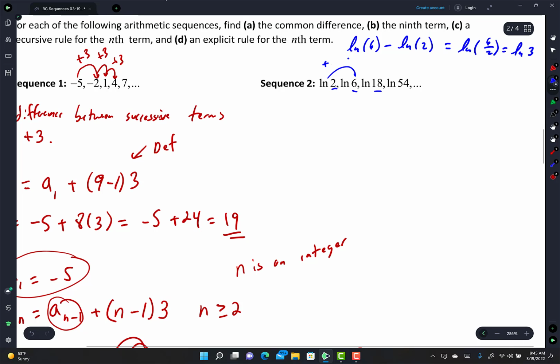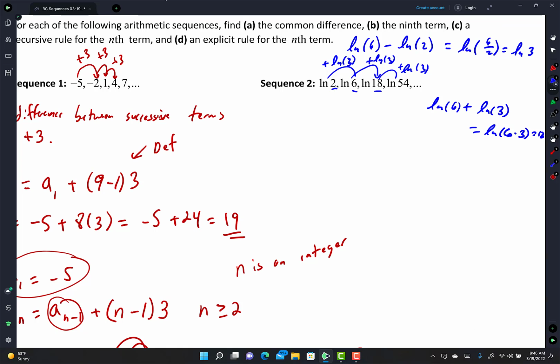So let's see if it's true. From ln of 6 to ln of 18, is that plus ln of 3? Well, let's see. Ln of 6 plus ln of 3. When I add, don't I multiply the arguments? What is 6 times 3? Yep, it works. I got 18. Let's do one more. Plus ln of 3. So 18 times 3, 54. It works. Cool or not cool? So letter A. What am I going to write?